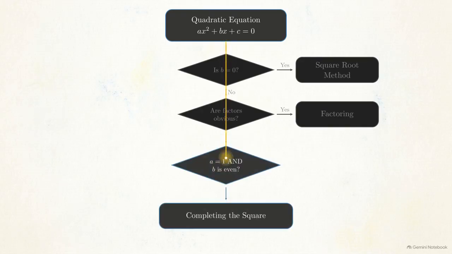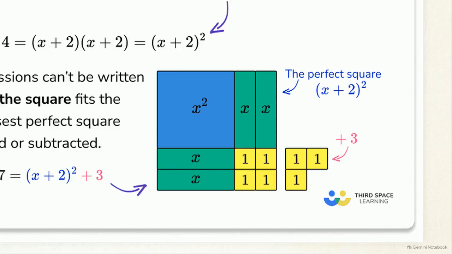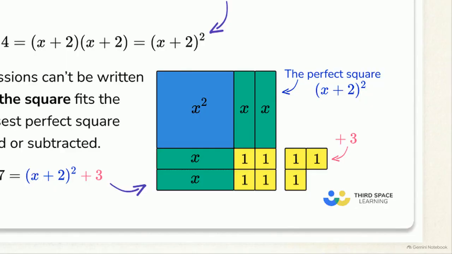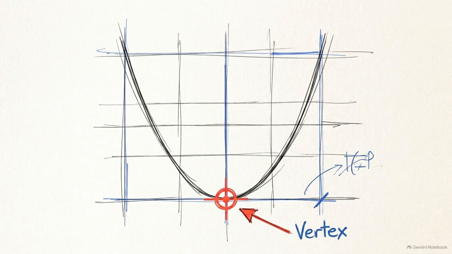This combination makes completing the square a viable path. This method is a physical geometric transformation. Look at the blue x squared and green x rectangles. Together, they form an incomplete shape. Taking half the middle term and squaring it calculates the exact area of the yellow piece needed to physically close the square. Manufacturing this perfect square allows you to find the graph's vertex with almost no extra work.